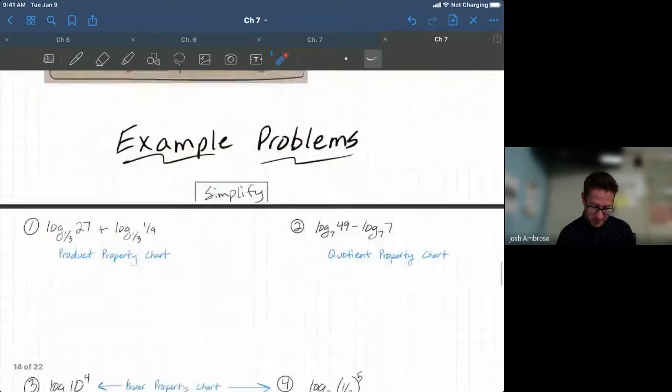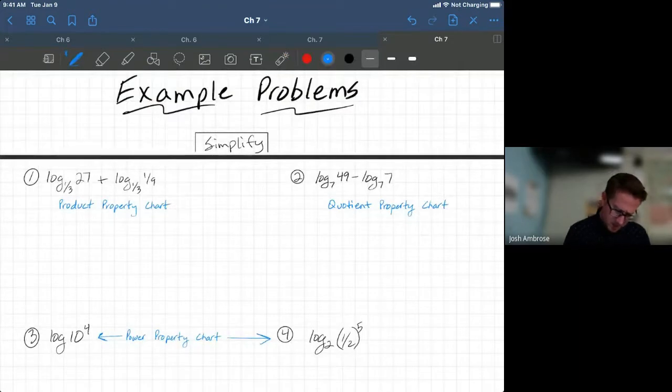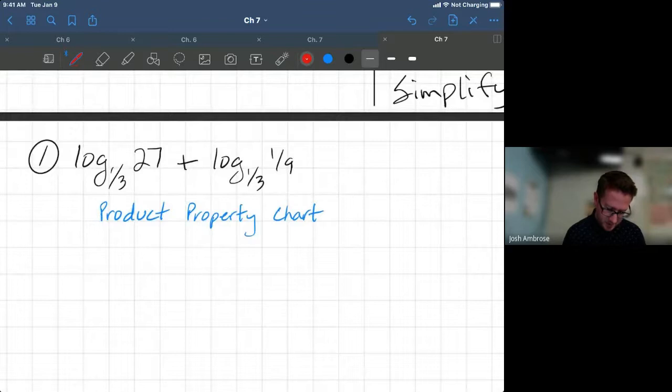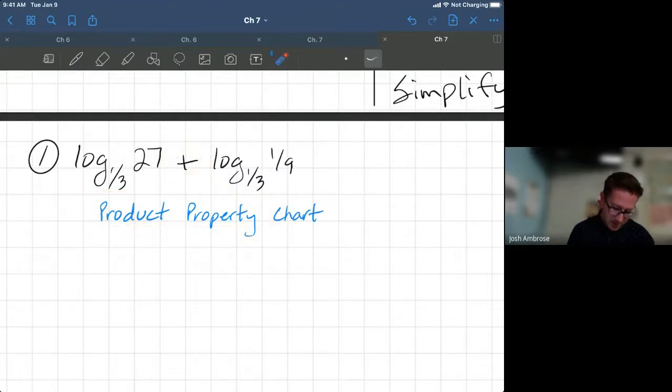Here we go. Let's go through some example problems. All right, so first example problem here. Notice we are dealing with a plus sign. So we're using the product property because of that plus sign. All right, so we can rewrite this.